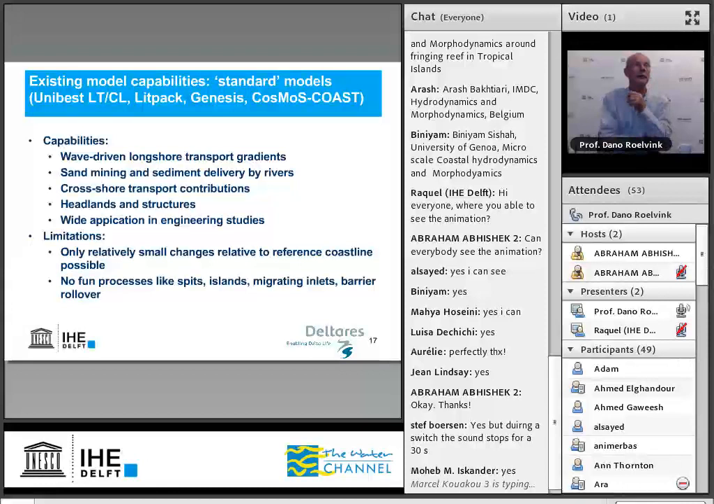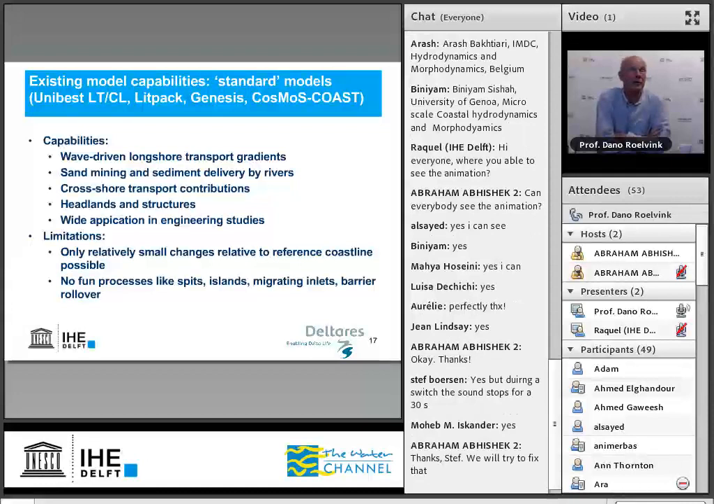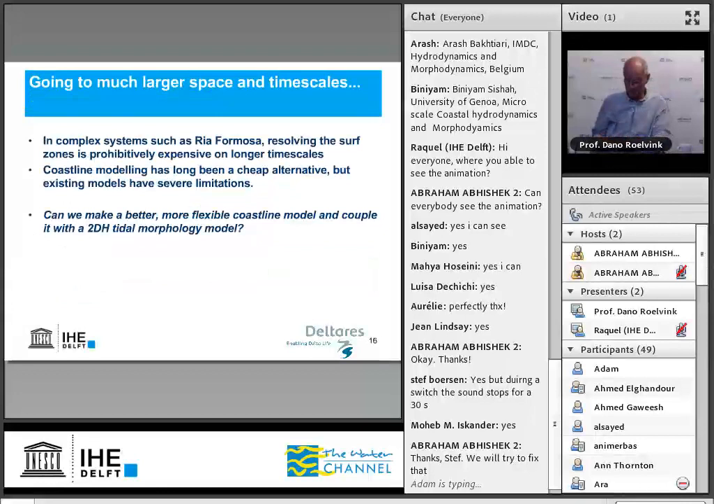Existing models such as Unibest, LTCL by Deltares, LITPAC by DHI, Genesis by the Corps of Engineers, and CoSMoS-COAST by the US Geological Survey have very nice capabilities of explaining wave-driven longshore transport and how the coast reacts to that, but they are only capable of relatively small changes relative to a reference coastline. So no fun processes like moving spits and islands and migrating inlets. So this is what we do want.